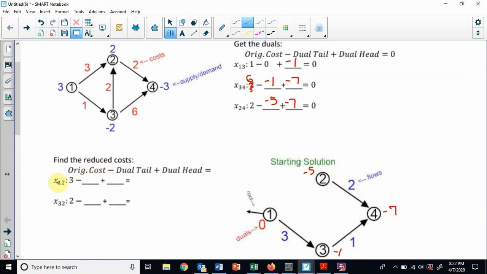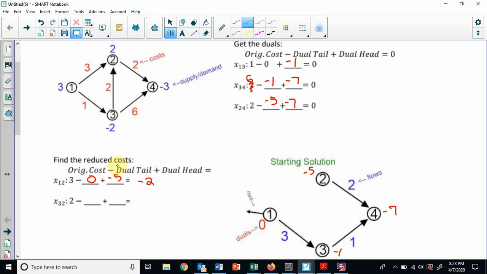Okay, so x 1, 2, that's this one right here. The original cost is 3. I've put that 3 in there for us. Minus the dual tail, which is 0, plus the dual head, which is -5. So let's see, what do we get? We get a -2. So that is an attractive variable there. Let's see which one is more attractive, though, because negative reduced cost is more attractive. We're trying to minimize the cost.